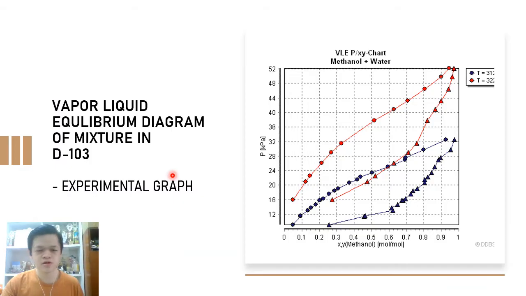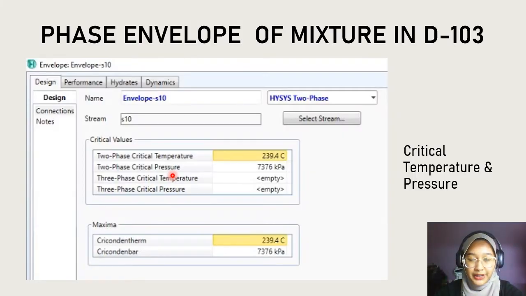This is an experimental graph that we found on the internet for the same components, methanol and water, and it shows a similar shape to the graph we obtained from HYSYS, where the bubble curve is above the dew curve. Okay, so for my part, I will explain the phase envelope of the mixture in D103.